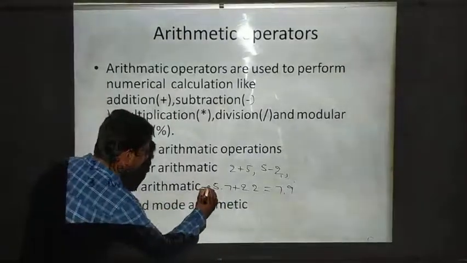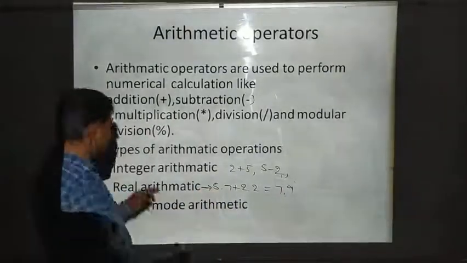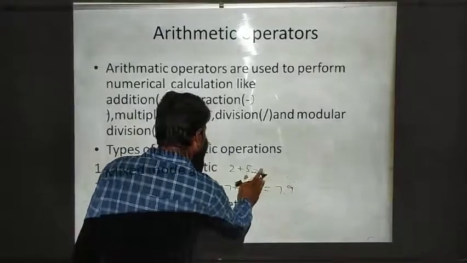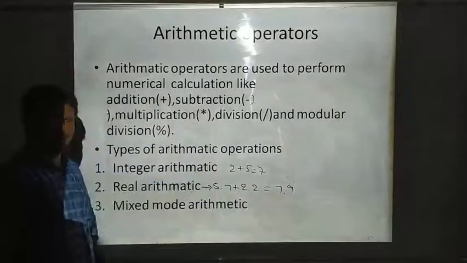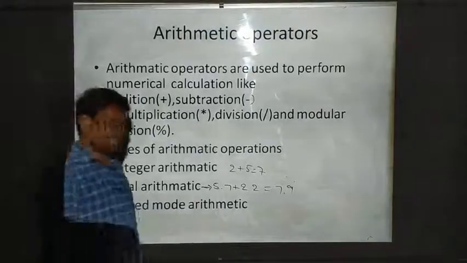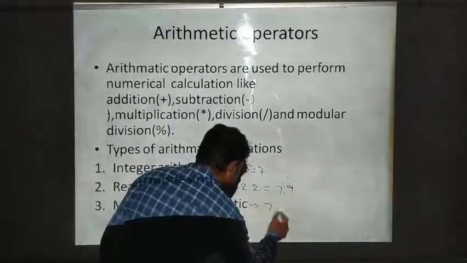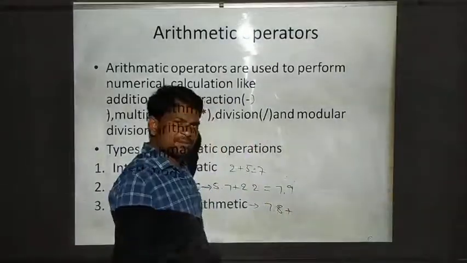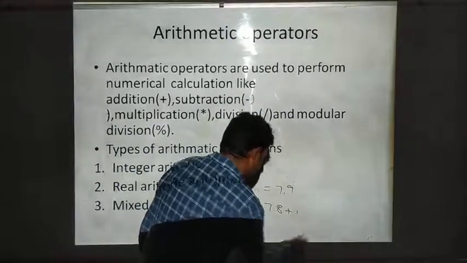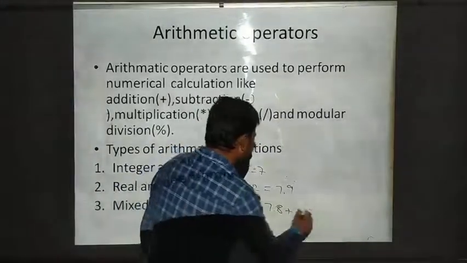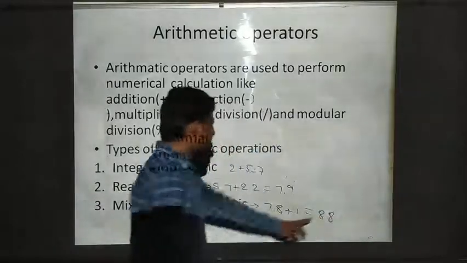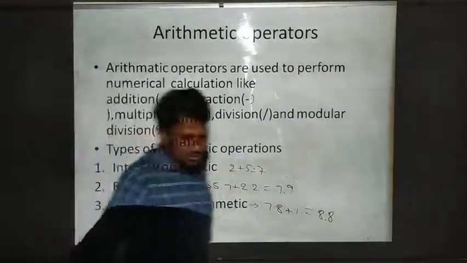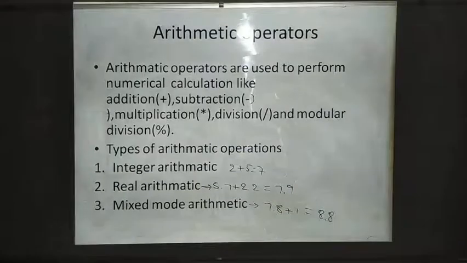This is real arithmetic. Real numbers are involved in the operation, whereas in 2 plus 5 equal to 7, integer numbers are involved. In mixed mode arithmetic, one number will be of real type and another number will be of integer type. If you add these two, you get 8.8. So the result is either floating point or integer type. This is about the types of arithmetic operators.